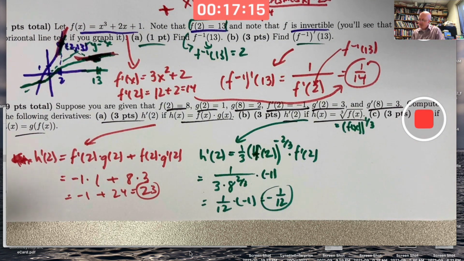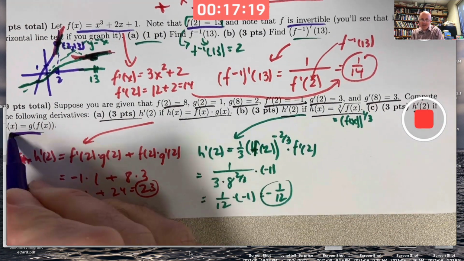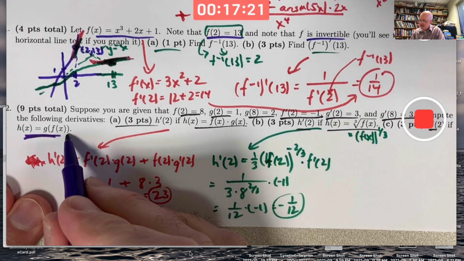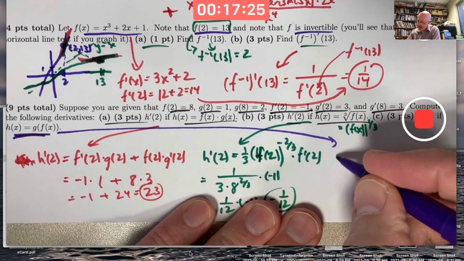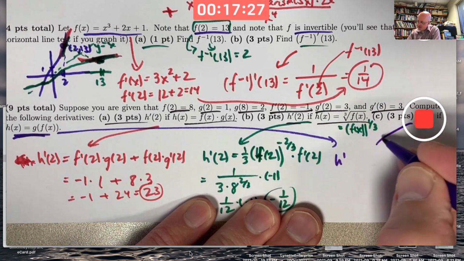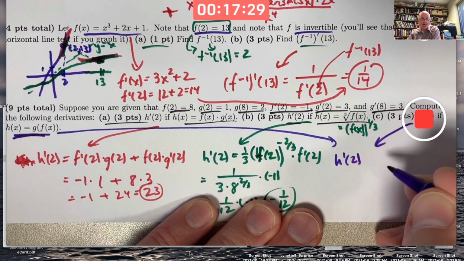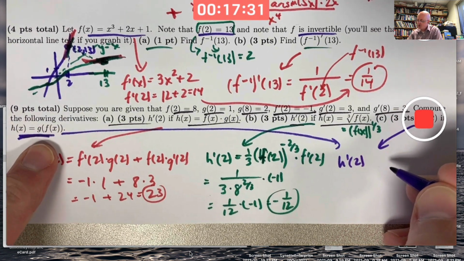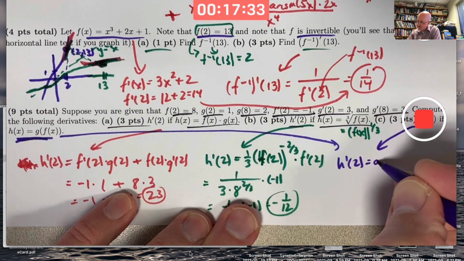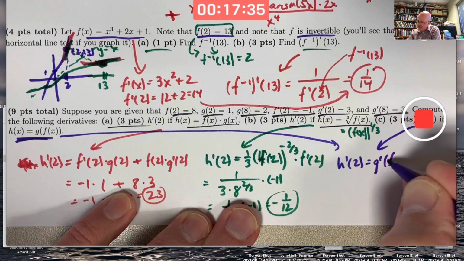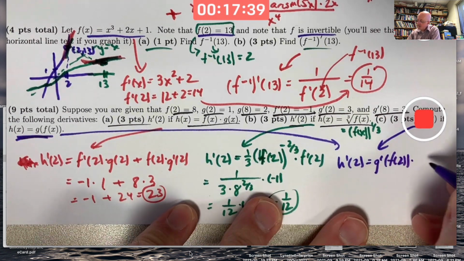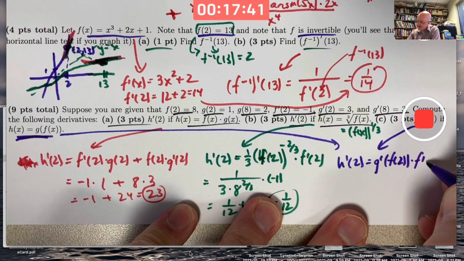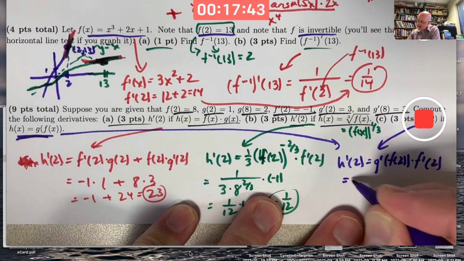All right. Part C. Over there, h is g of f of x. So h prime of 2 in this case, think about the abstract form of the chain rule. G is the outside function. Take the derivative of the outside function, plug in the inside function, evaluated at 2, times the derivative of the inside function evaluated at 2.